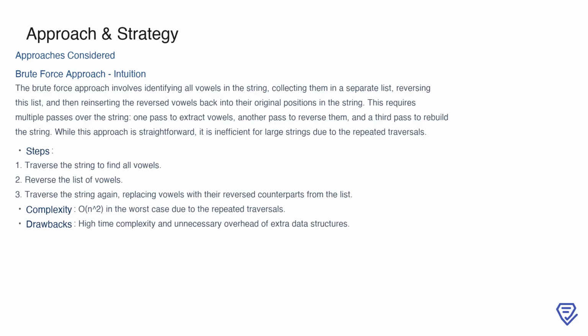While this approach is straightforward and easy to implement, it has significant drawbacks. Specifically, it requires multiple passes over the string, which increases the time complexity to O(n²) in the worst case. Additionally, we use extra space to store the list of vowels, resulting in unnecessary overhead. These inefficiencies make it less suitable for handling large strings.